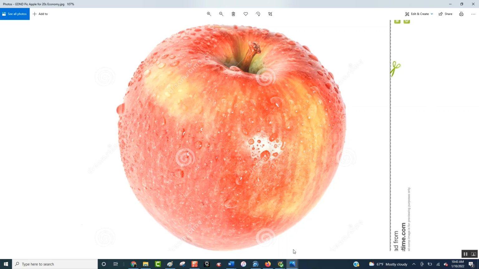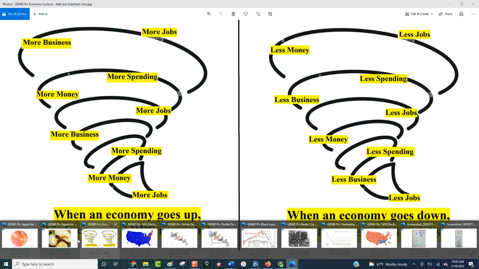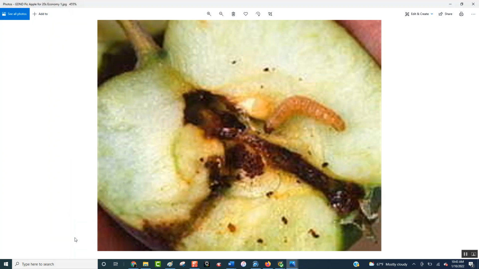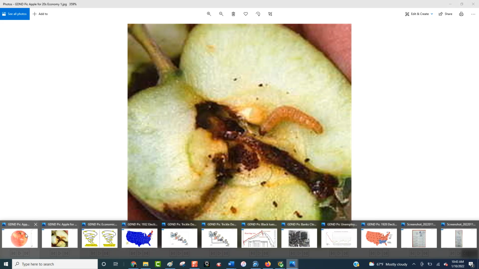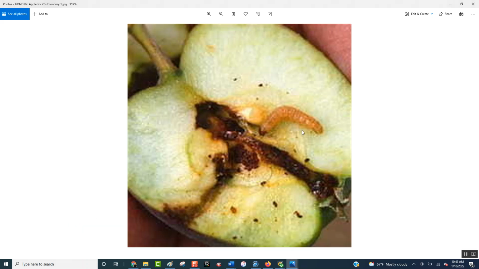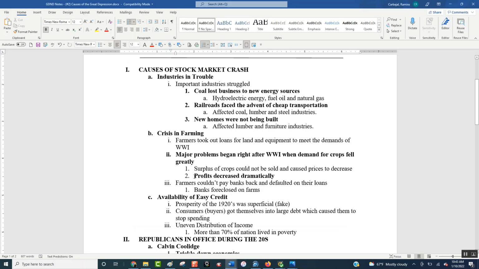But when you cut the apple open, we realize that it looked more like this, right? Rotted, full of worms. Obviously, we don't want to take a bite of an apple and look like this, and we don't want our economy inside to look like this. So our economy of the 20s looked great, but in reality was kind of like this. Each one of these little worms that you see there is one of these problems. So industries in trouble lost a lot of jobs, hurt the economy.